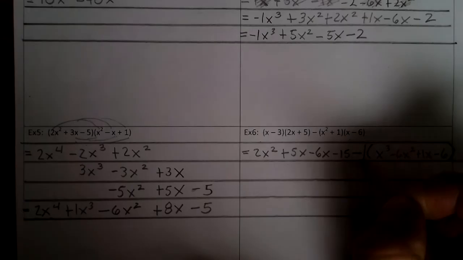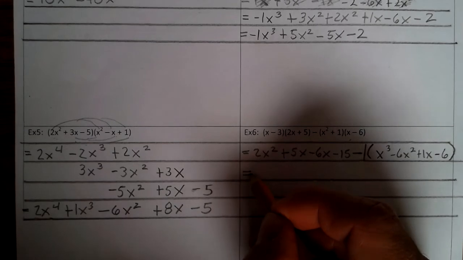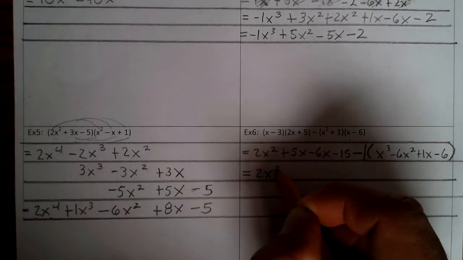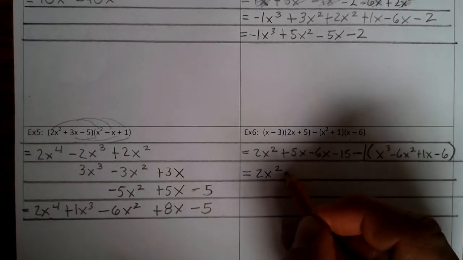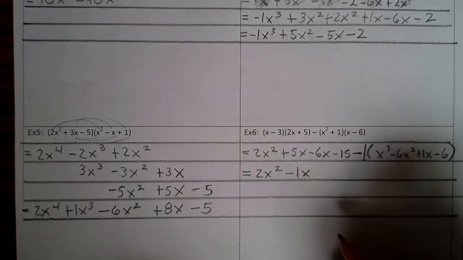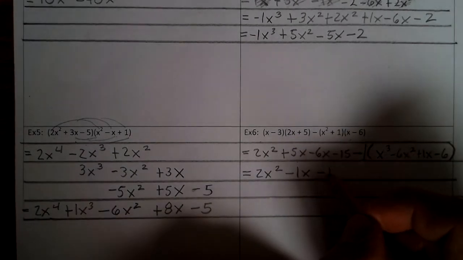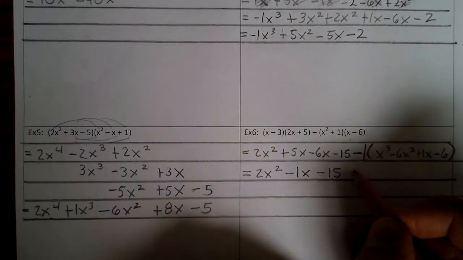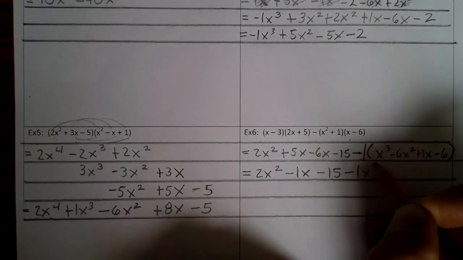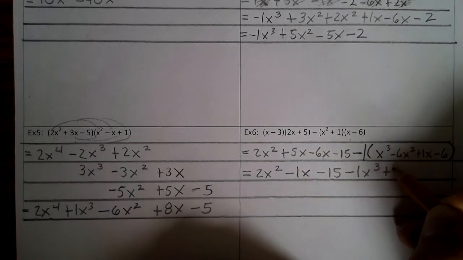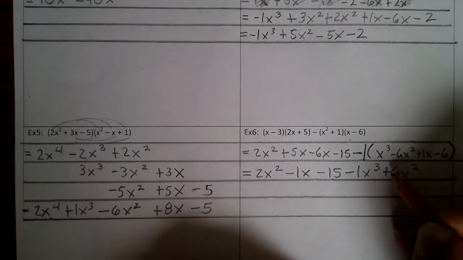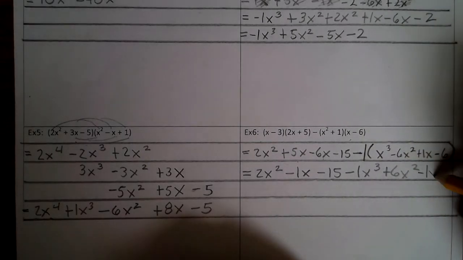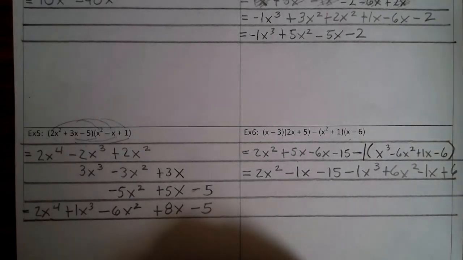So now we're going to distribute the negative 1. So we have 2x squared. And we can go ahead and combine terms. 5x minus 6x is negative 1x, minus 15. And we're going to distribute negative 1. So it's negative 1x cubed plus 6x squared minus 1x plus 6.